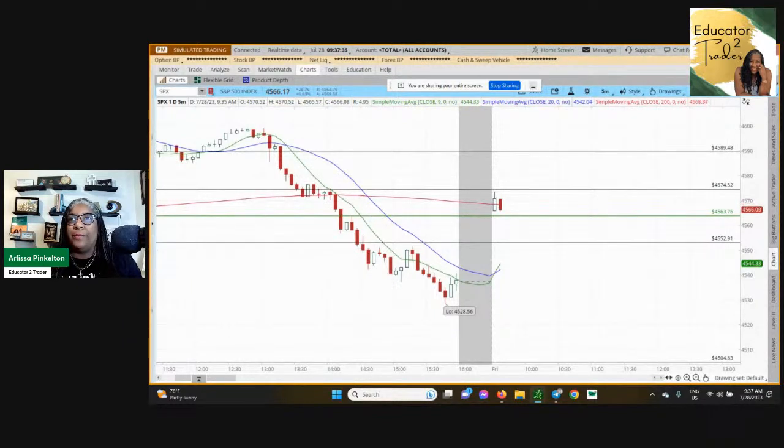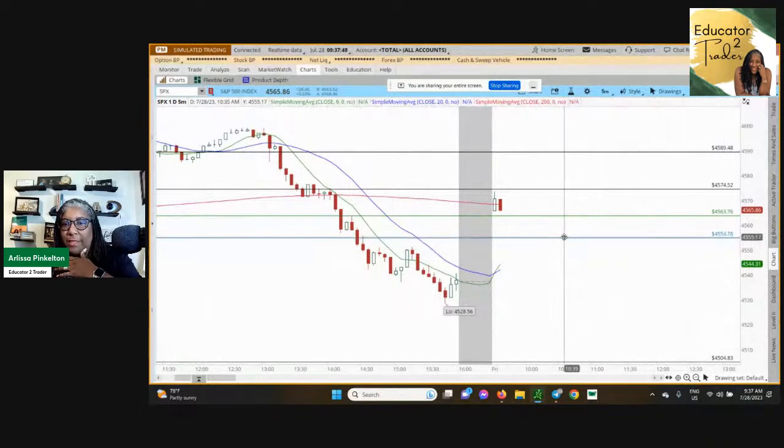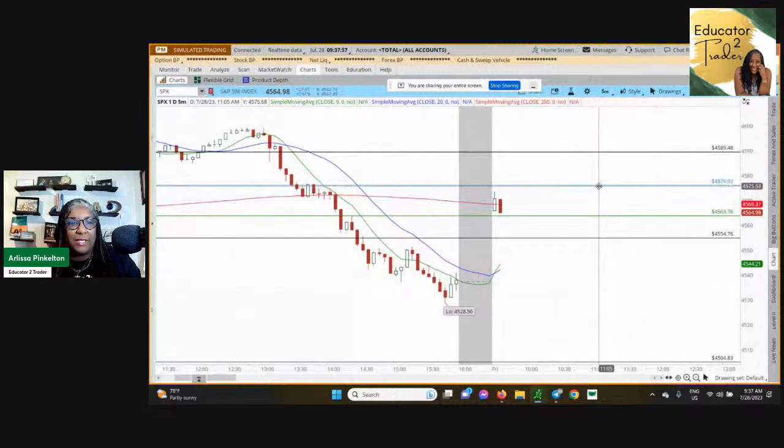All righty. Looks like the SPX opened at 45.70. It went up just a bit. As I understand it, 45.54, 55, somewhere in there is some support, so I moved that line there for support. I do see a little bit of resistance there. 45.74 is some resistance. So we're really between these two zones at this point.